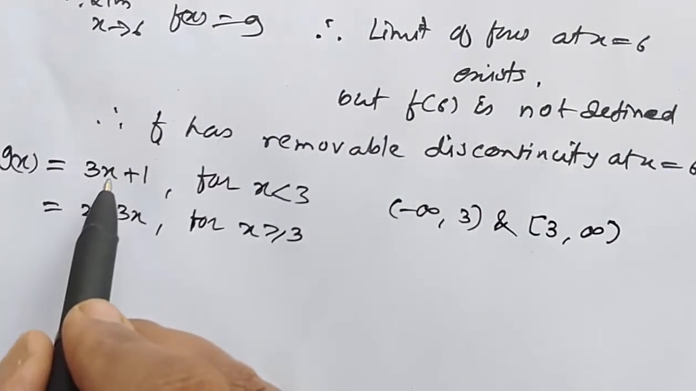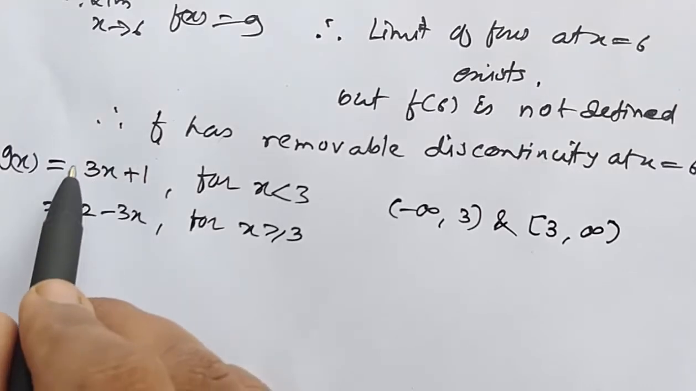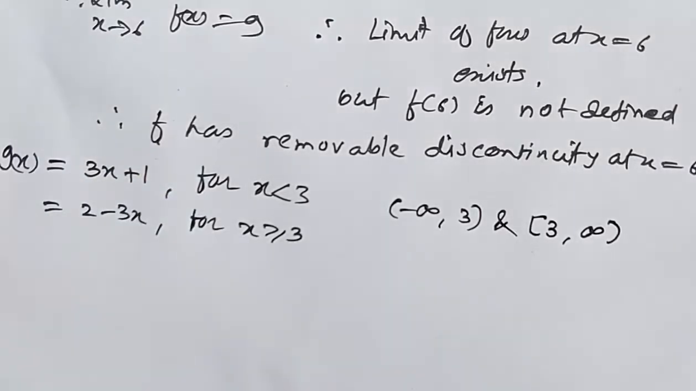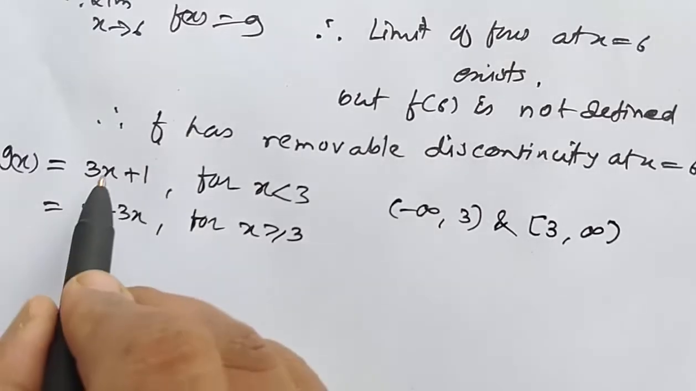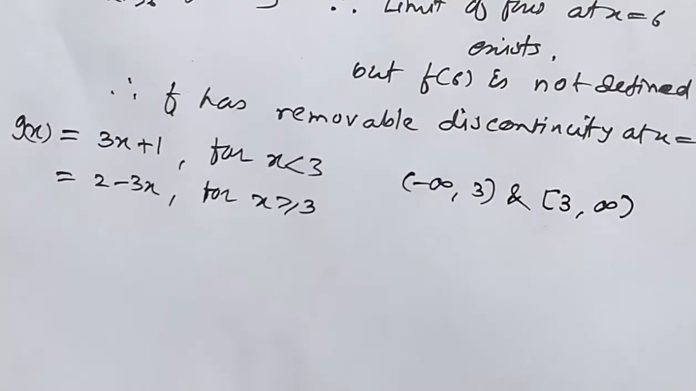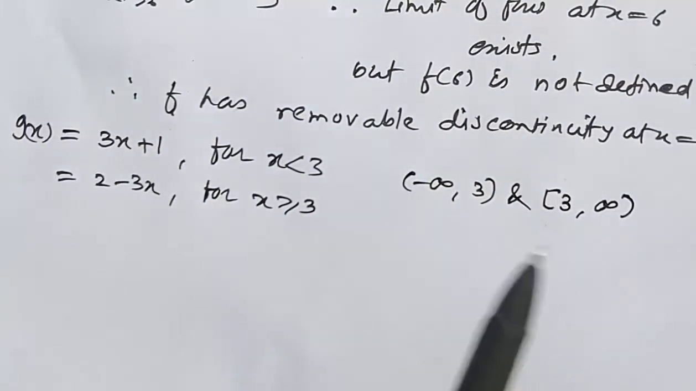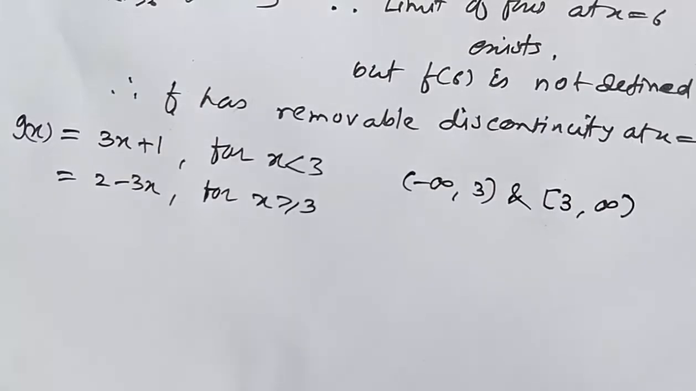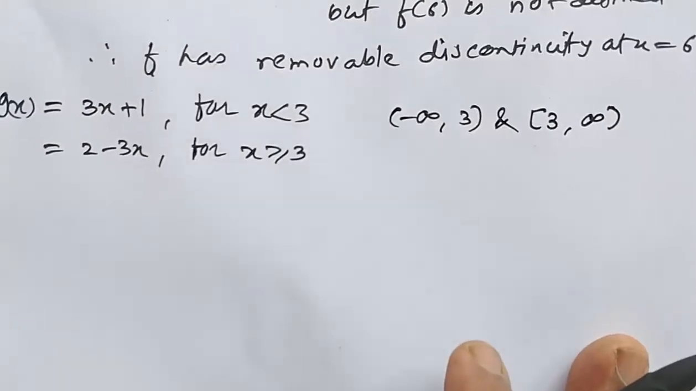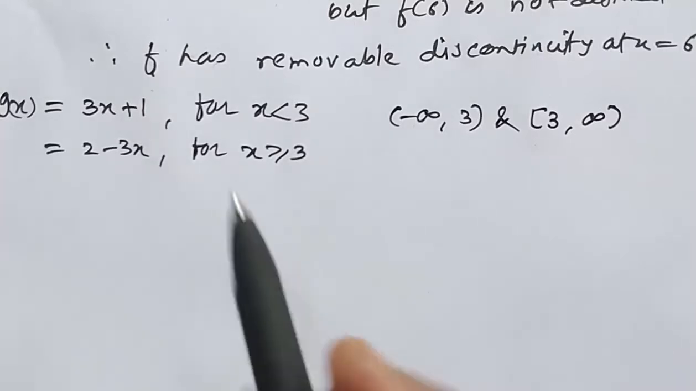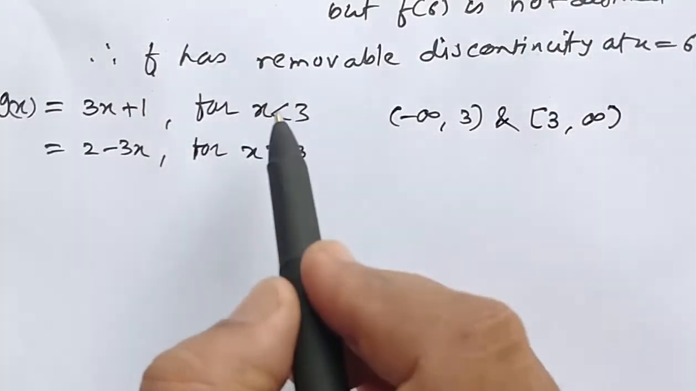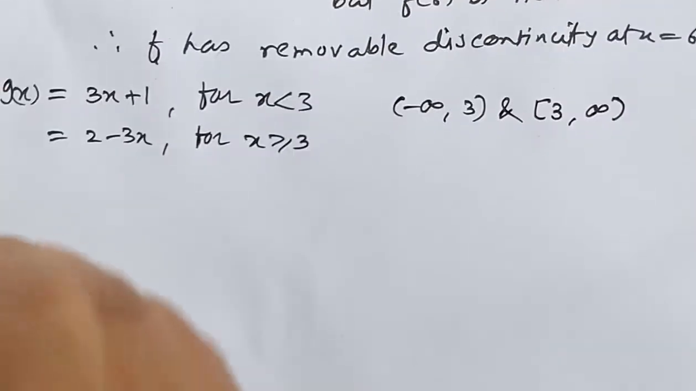Given function is continuous, polynomial, and so polynomial function is always continuous over their respective domain. It is continuous on R also. So we test the continuity at x is equal to 3.